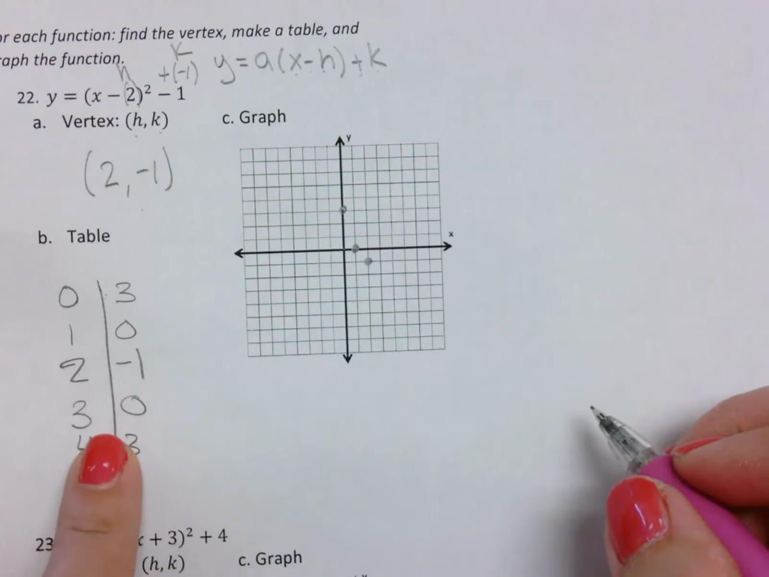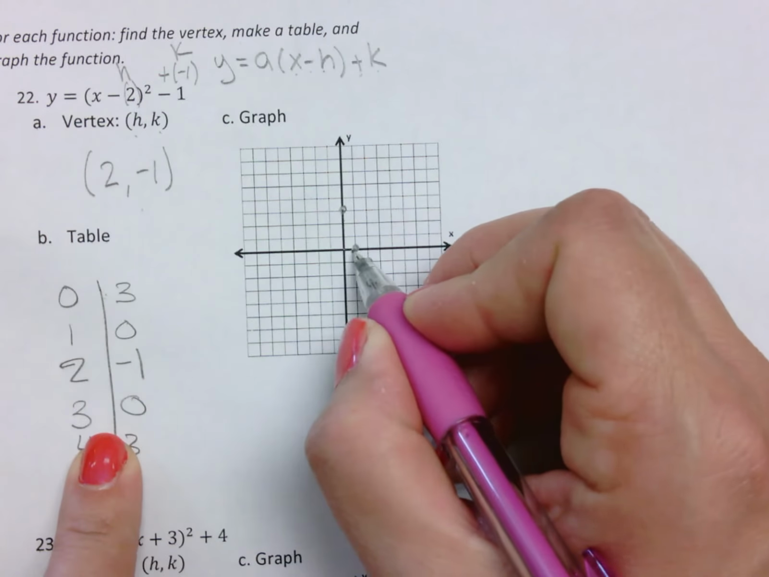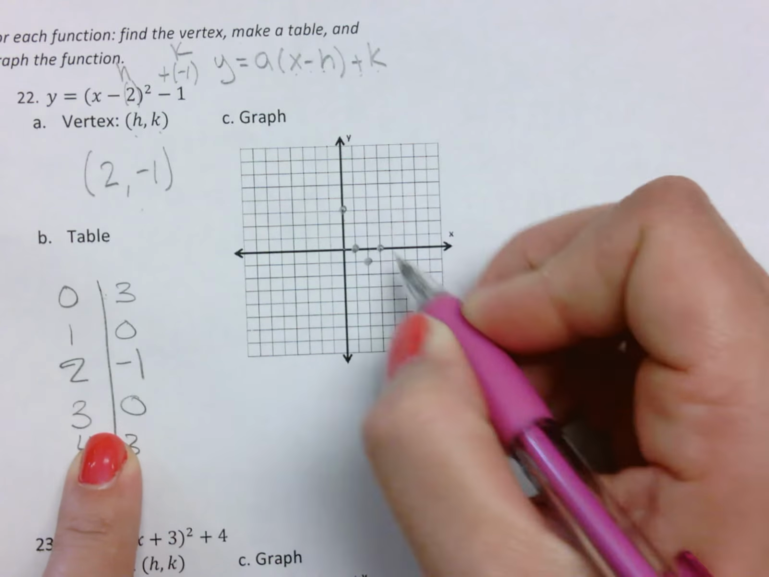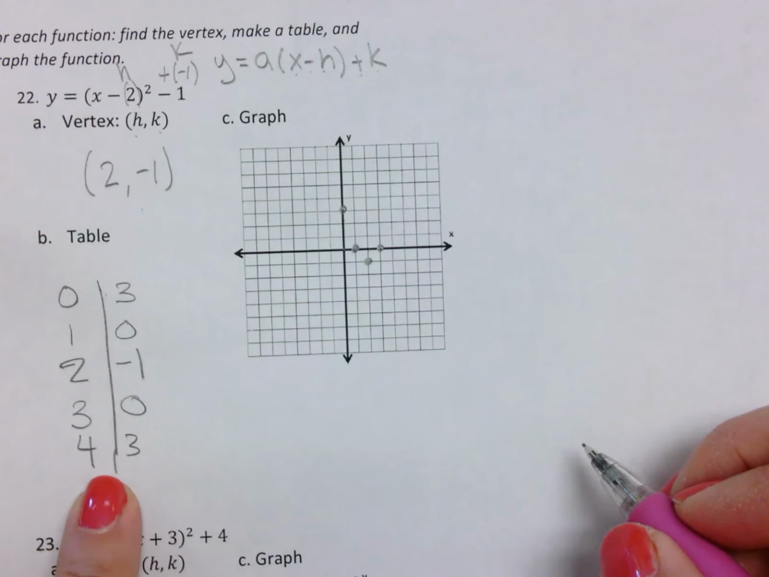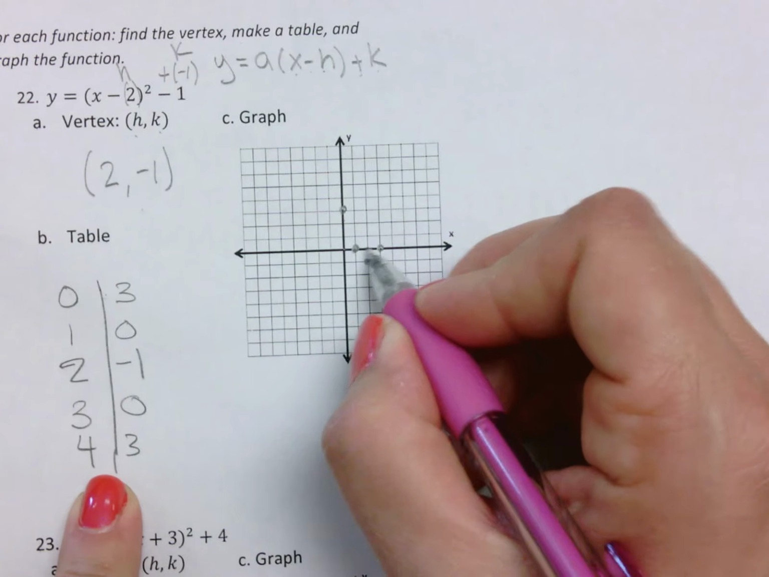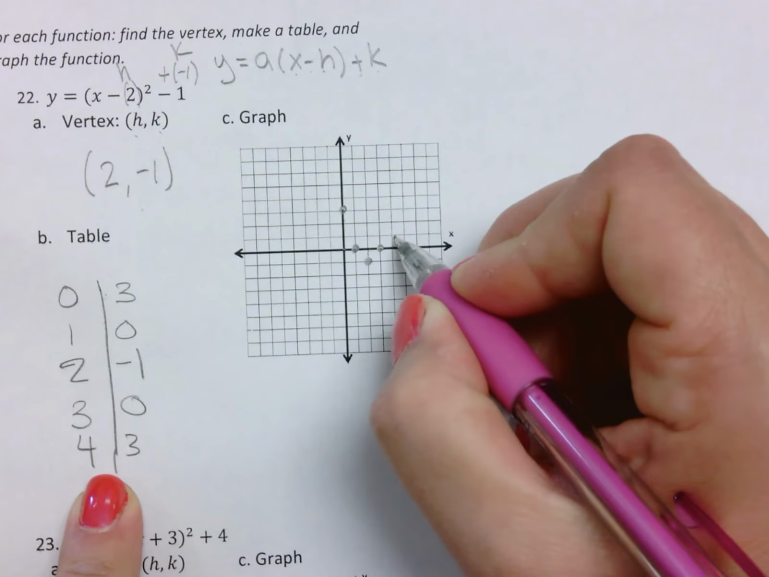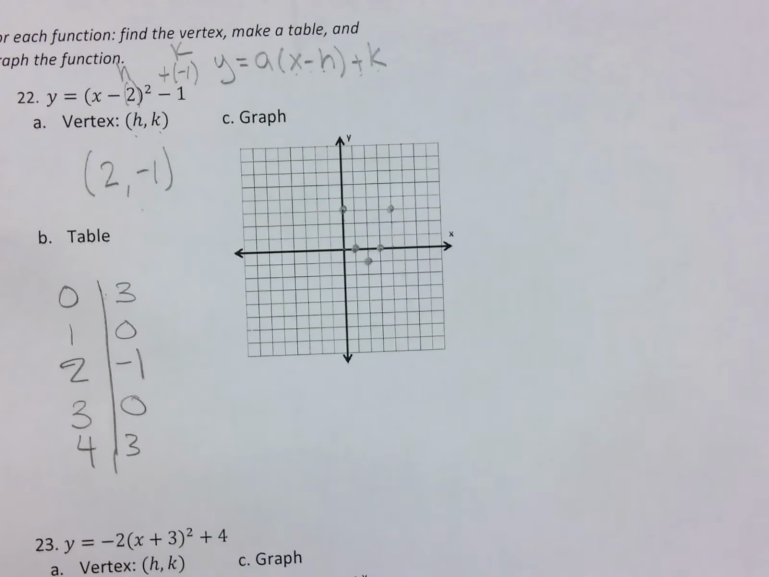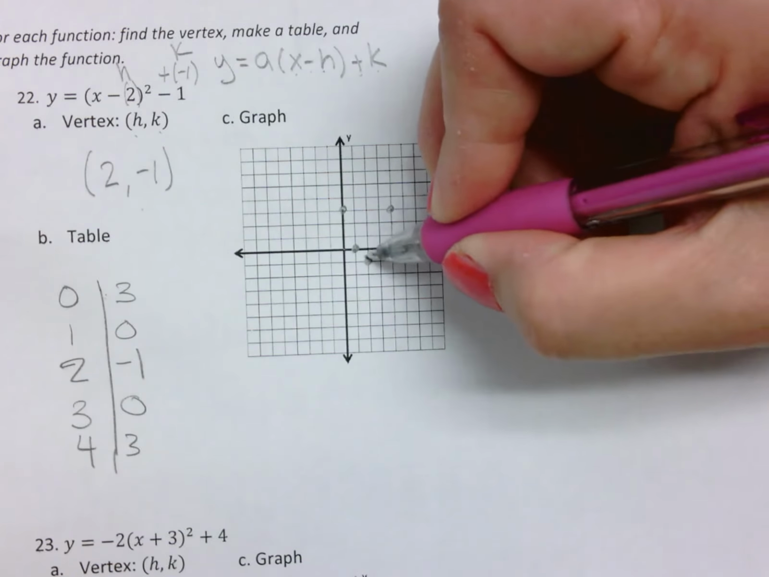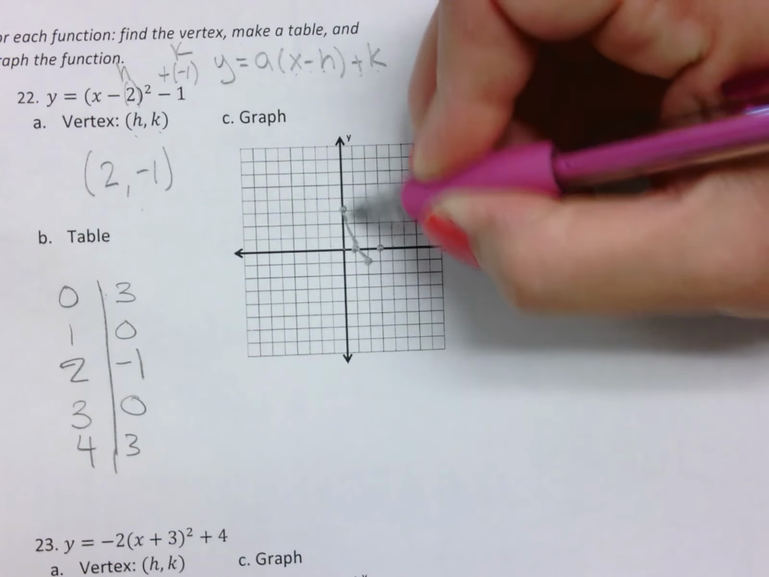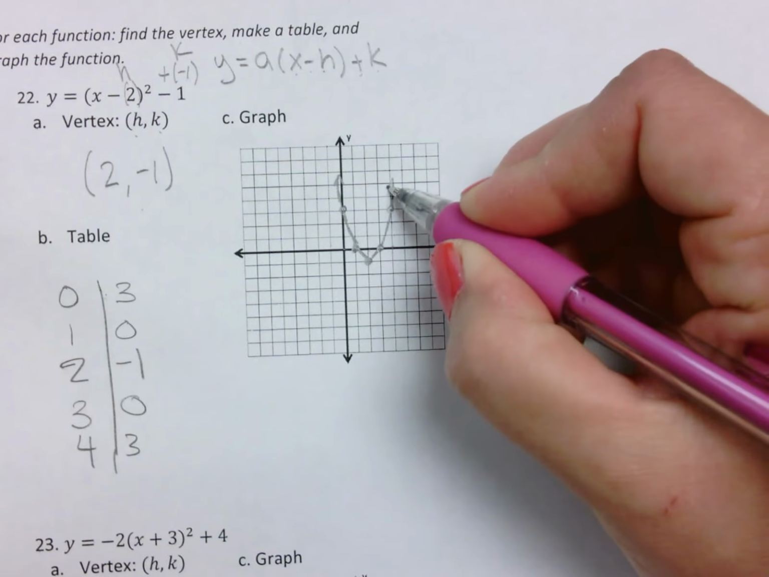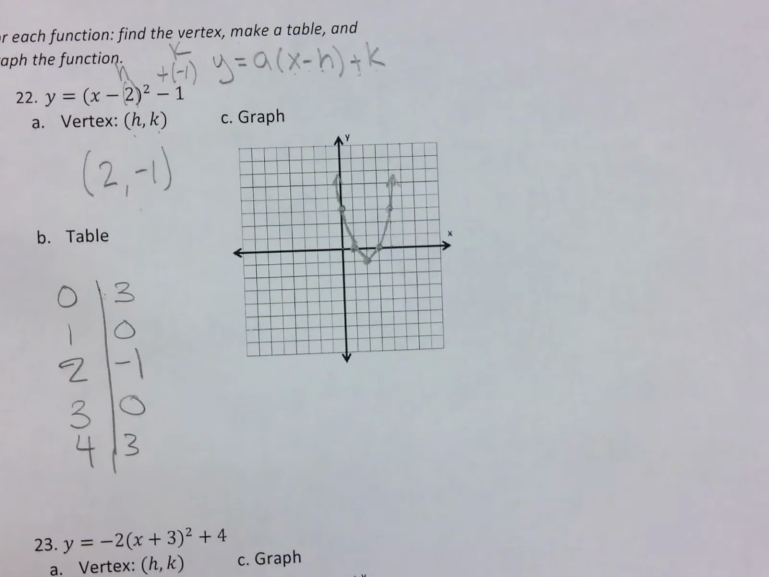The next point says go over 1, 2, 3 spaces to the right, and then don't go up or down, stay right there on the x-axis. And the last point says go over 4 spaces and go up 1, 2, 3 spaces. And you should be able to see that parabola shape take form, and then take just a second and as smoothly as you can draw that graph. So that's question 22.